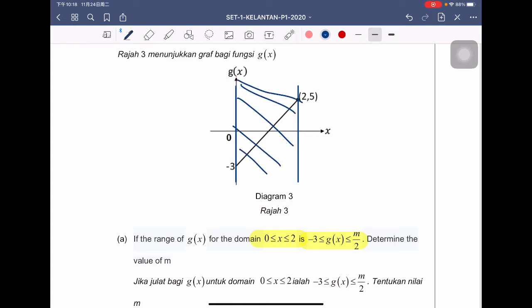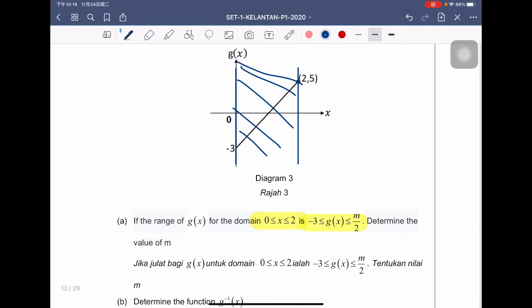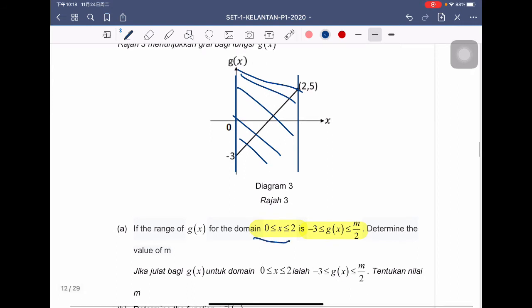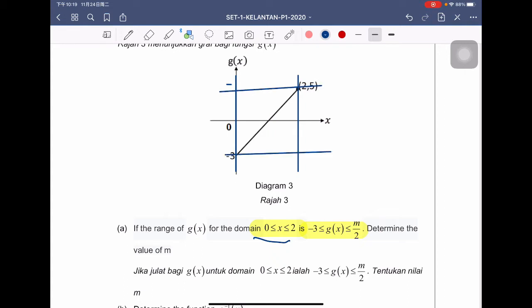And the range of g(x) for this domain is smaller than m over 2 but greater than -3. So you can see for this region, the maximum point will be here, is it? And the minimum point will be here. So the maximum point here, what is the coordinate of the point? 5. And the minimum point will be -3.